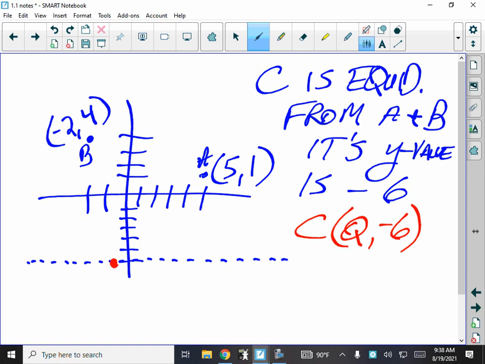I'm guessing that CB might be a little longer there, so maybe it's just a little to the left of that. I don't know for sure, but there's a way mathematically that I can find out for sure.